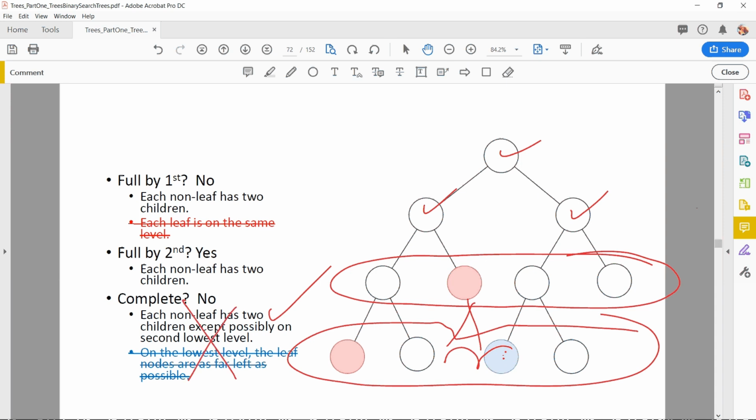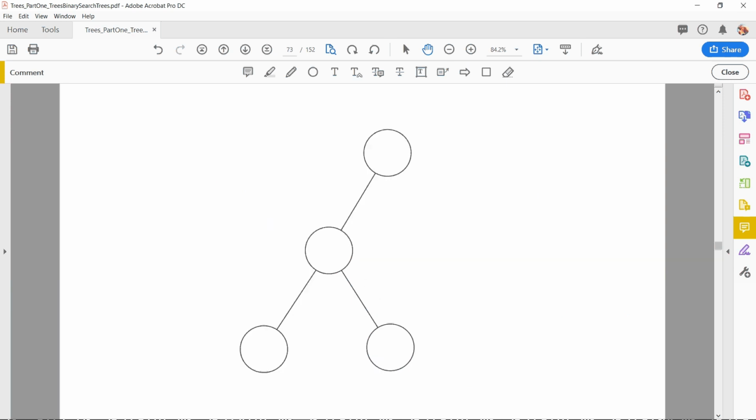So here's an example of a tree that is full by one definition, but not complete. Remember that if it's full by the first definition, it must be complete. But if it's full by the second, as we can see in this example, it's possible not to be complete.